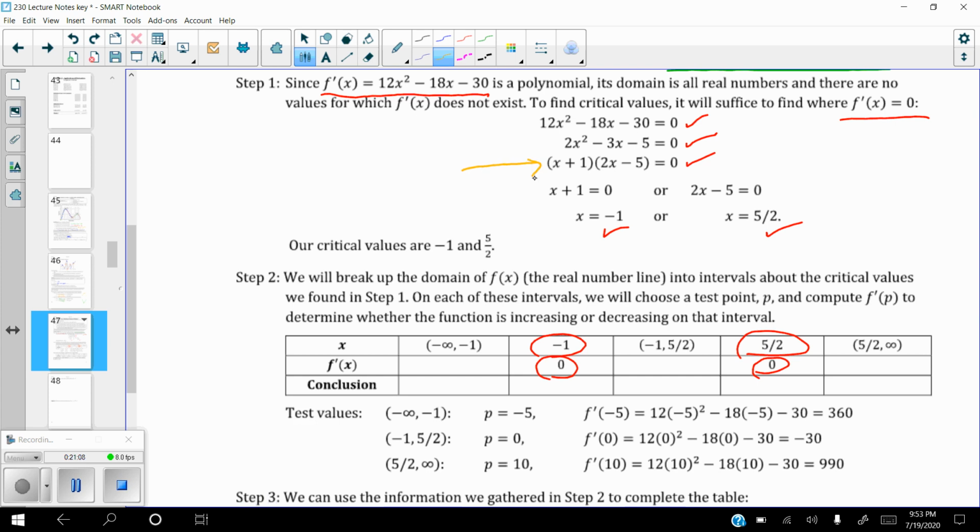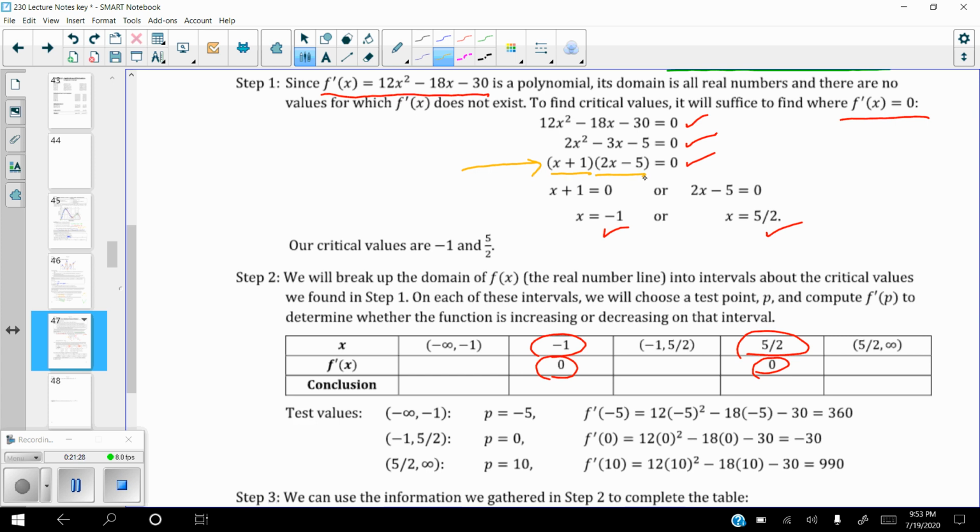Okay, now this is what I call a sign analysis step. If I were to plug -2 into this x plus 1, I don't really care that it's going to give me -1. It will. What I really care about right now is that it's going to give me a negative value. So if I plug -2 into x plus 1, it gives me a negative.